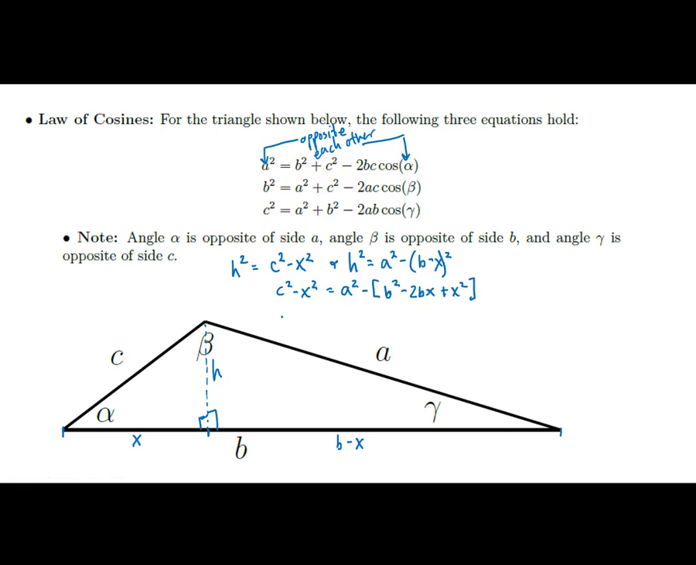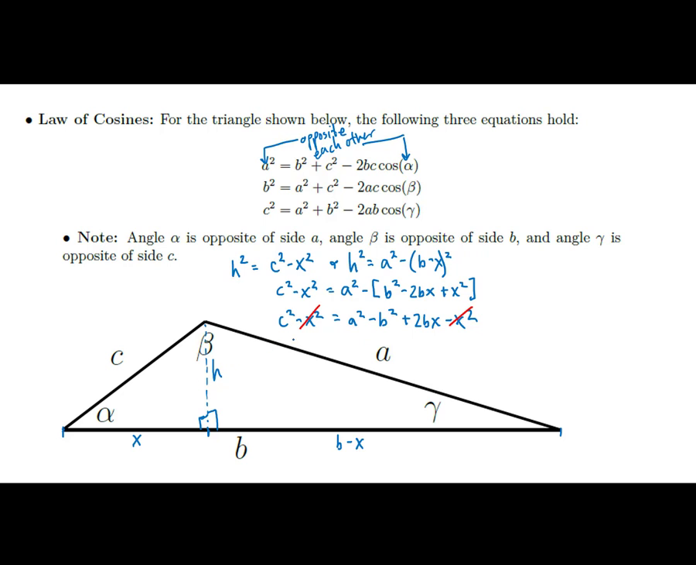And then if I distribute that minus through, we get minus b squared plus 2bx minus x squared. All right, and so one thing I can see is that right off the bat, those x squareds go away, and that's good because x is not one of the sides of the triangle. So the fewer x's I see, the better. All right, so let's see what we've got here.